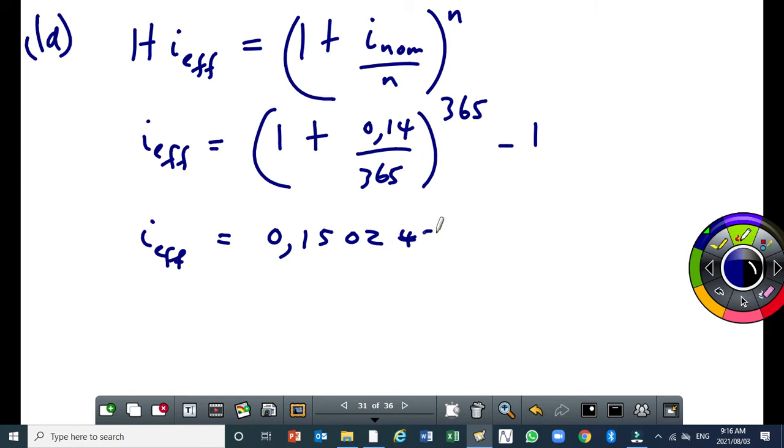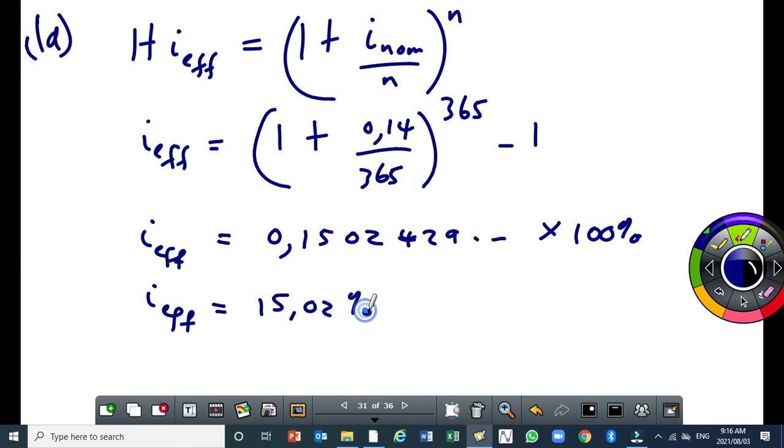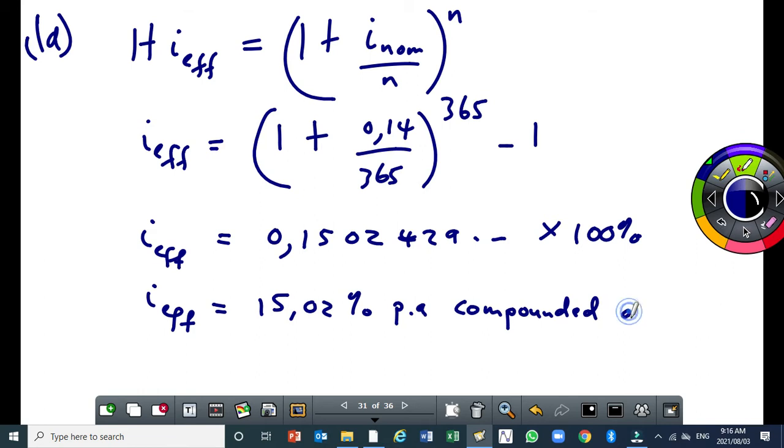24, 29, 29. And then we put a dot, then we multiply this by 100%. So your effective interest rate, the final answer, must be very close to the nominal interest rate. So if you multiply this by 100, you get 15.02%. This will be per annum compounded annually. So then you say it's per annum compounded annually.